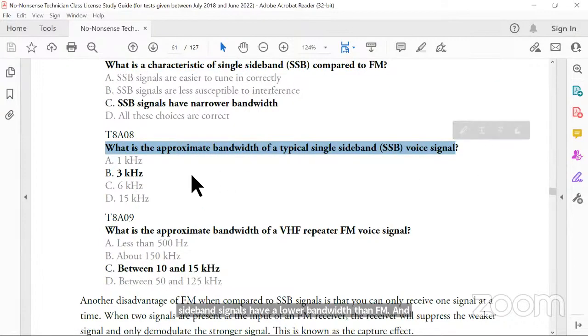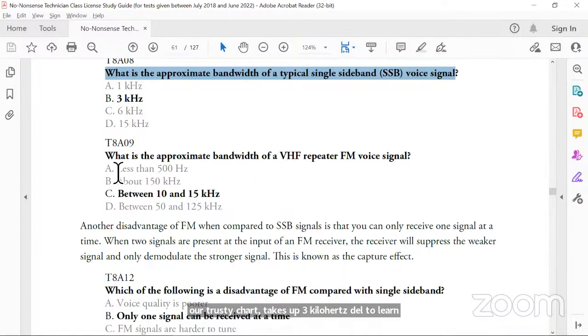What is the approximate bandwidth of a typical single sideband voice signal? So let's dissect this question. What are they asking us? What is the approximate bandwidth? So bandwidth will be either hertz, kilohertz, and so on, right? Of a typical single sideband. So SSB, according to our trusty chart, takes up 3 kilohertz. You need to learn that. Memorize it for the exam.